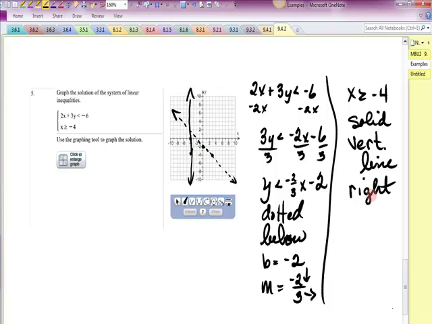And we're going to shade to the right. So I need below and right. So below and right would make it this region.